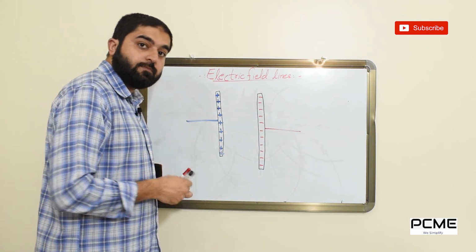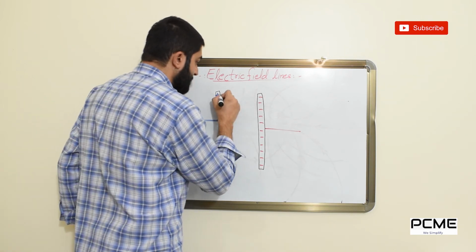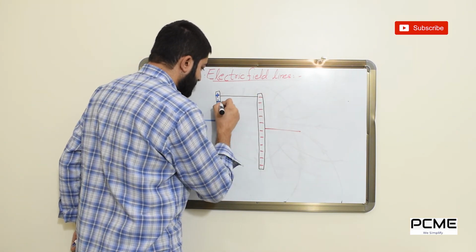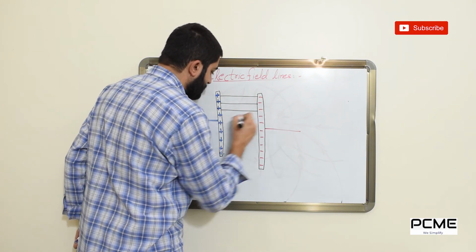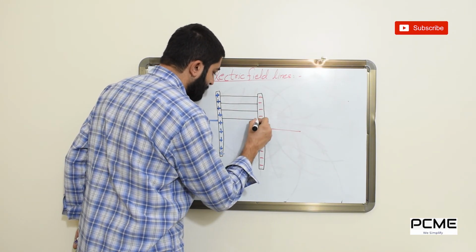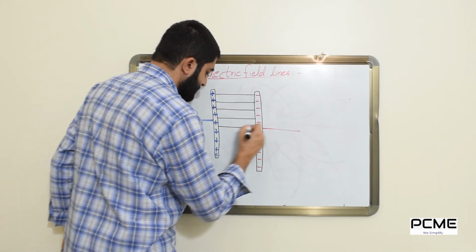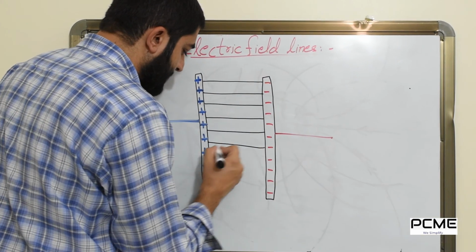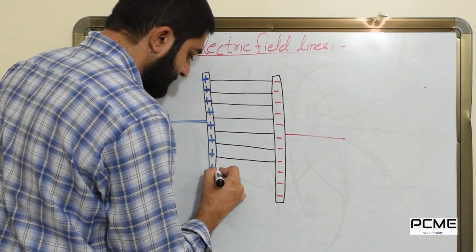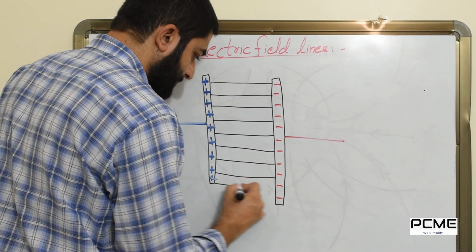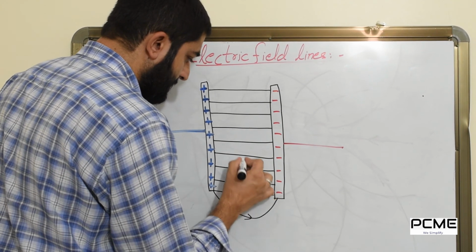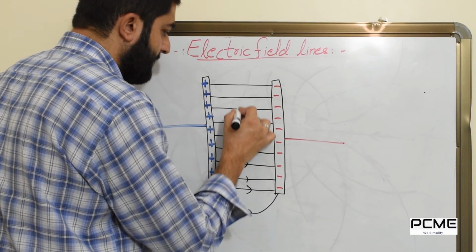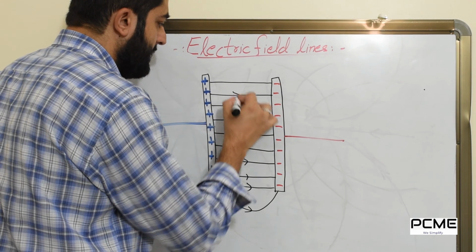In this situation, the electric field lines will start from positive and end up at negative. Now, as you can see here, the gap between the electric field lines is almost uniform, and that creates a uniform electric field. As the arrow indicates, the electric field starts from positive and ends up at negative.